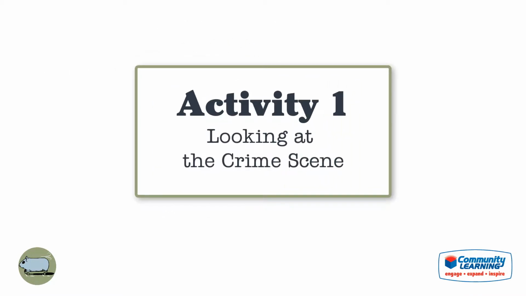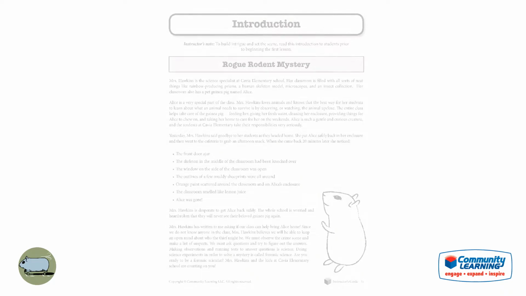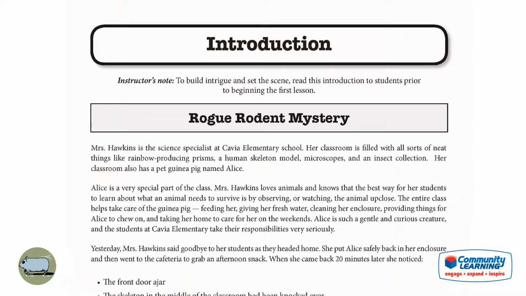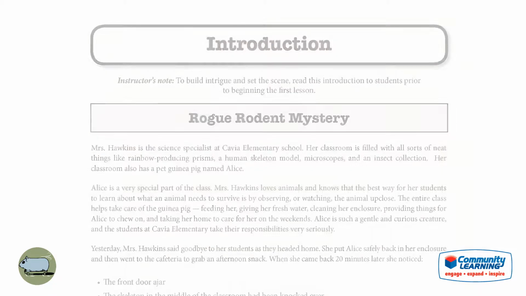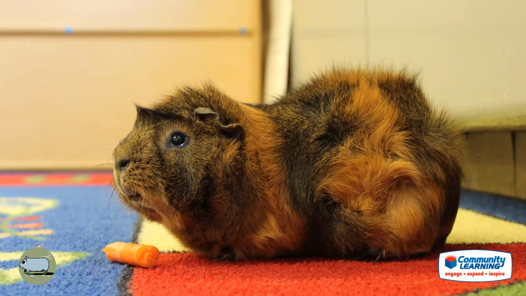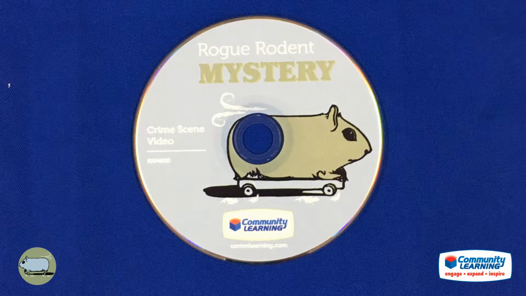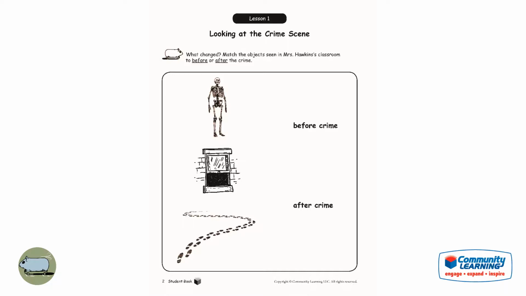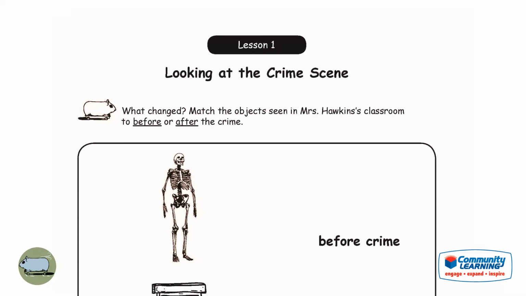Activity 1. Looking at the crime scene. The instructor will need to read the introduction page found in the instructor's guide aloud to the class. Then show them a photo of Alice, the missing guinea pig. Finally, watch the video sent by Mrs. Hawkins from the scene of the crime. You will then use the information from the introduction and the video to help your students complete the Looking at the Crime Scene page in their student books, comparing the scene before and after the break-in.